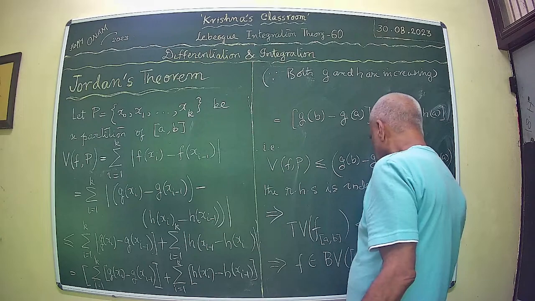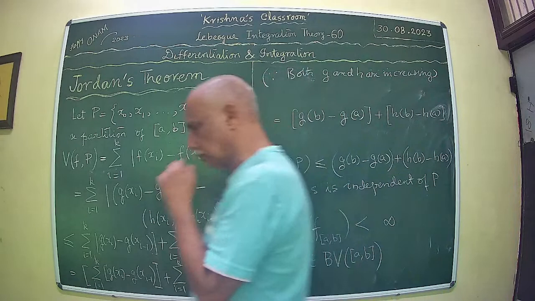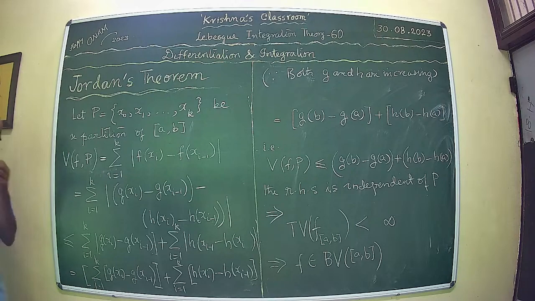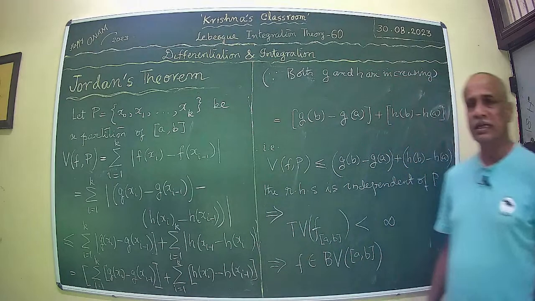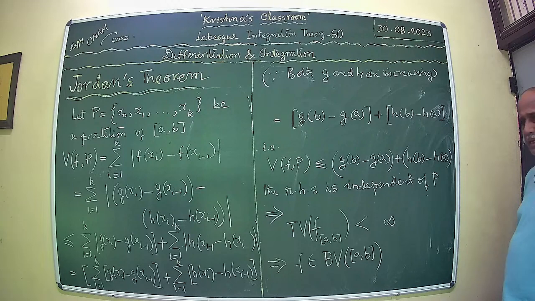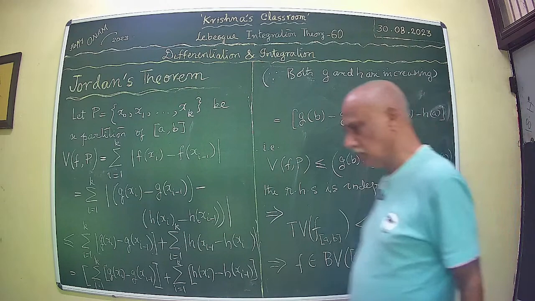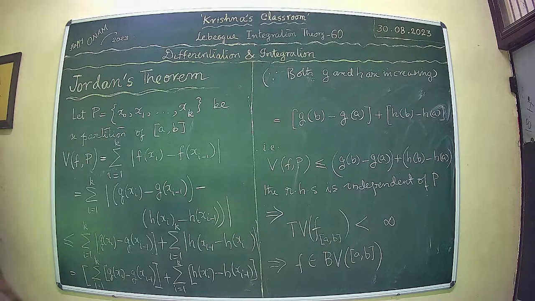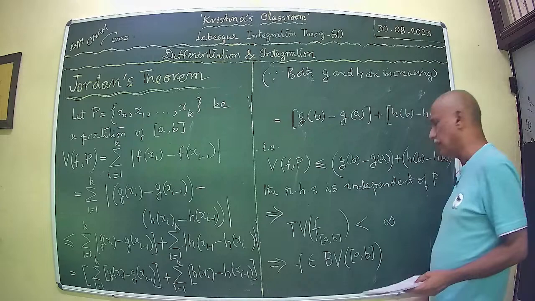So we have proved that being able to express a function as a difference of two increasing functions implies that that particular function is a function of bounded variation, and the other part we have already proved. Therefore, this is both necessary and sufficient. It's a beautiful theorem by Jordan. So simple, but the difficult part we have.